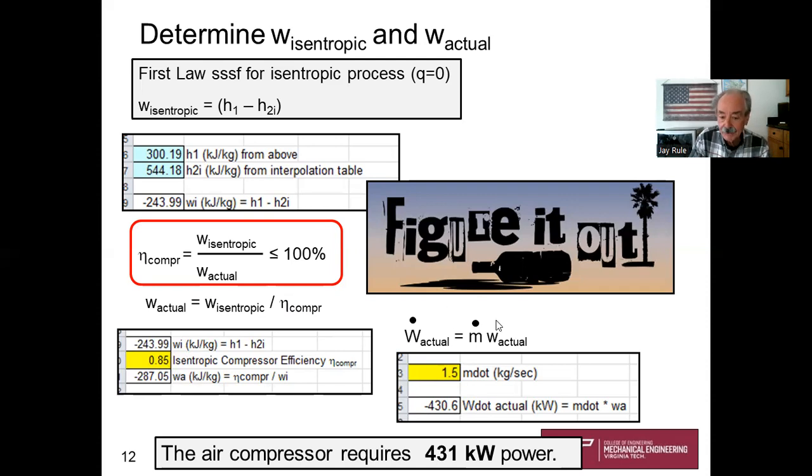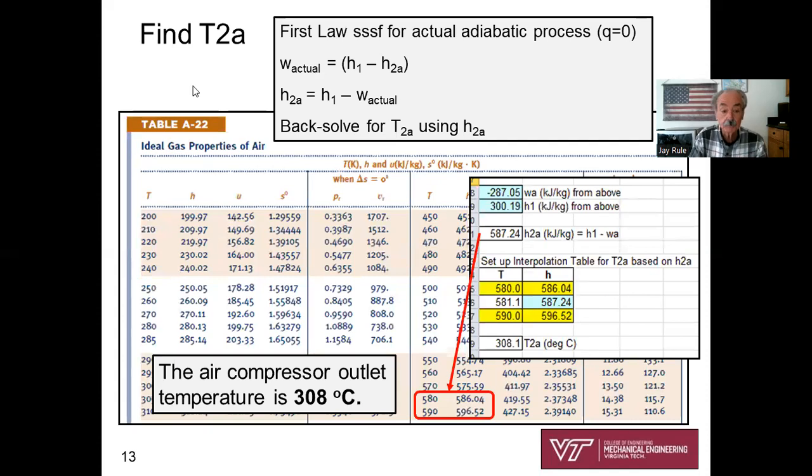So now we'll apply the mass flow rate to get the power. Multiply by 1.5 to get negative 430.6 kilowatts. Negative. So the power required. So here on my test, I'm going to write out in a sentence, the air compressor requires 431 kilowatts of power. Boom, done. No, whoops, we've got to get T2 actual.